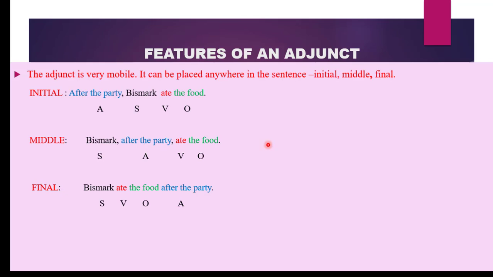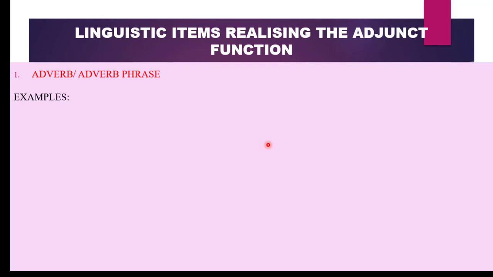So now that we know how adjuncts behave, let us move on to look at the linguistic items that can function as an adjunct. The first item that can function as an adjunct is the adverb or the adverb phrase. Let us have an example. Yesterday, she worked hard. Yesterday is our adjunct.